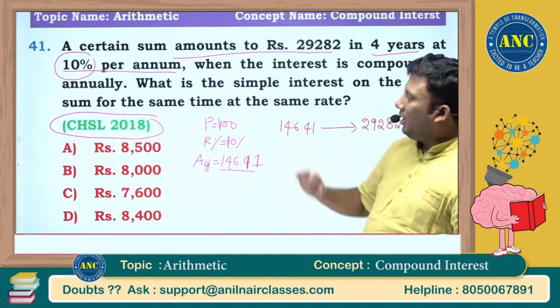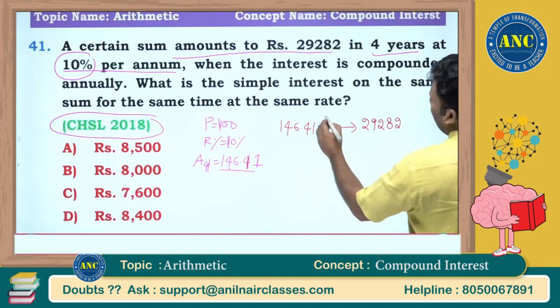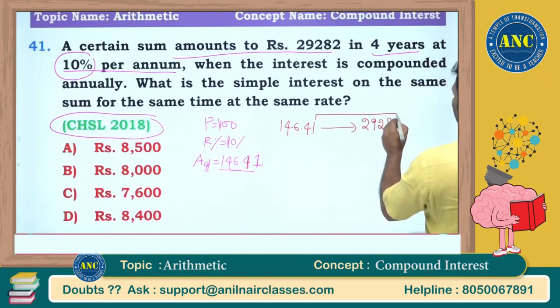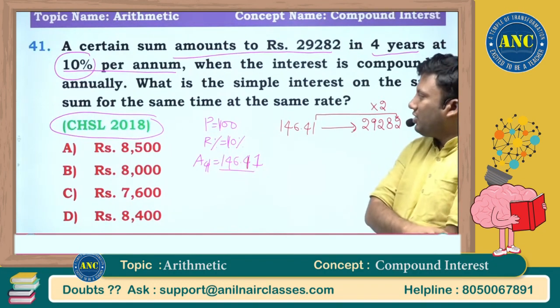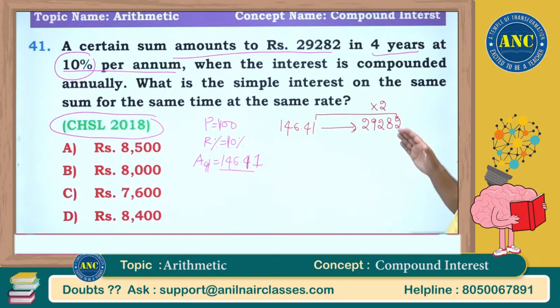Okay, first step I understood it. First thing, immediately 1 is becoming 2. So the rightmost non-zero digit multiplication factor should be 2. What is the simple interest on the same sum?